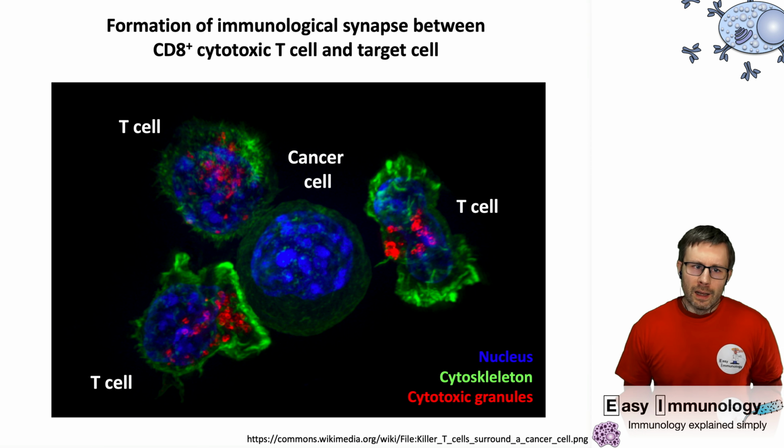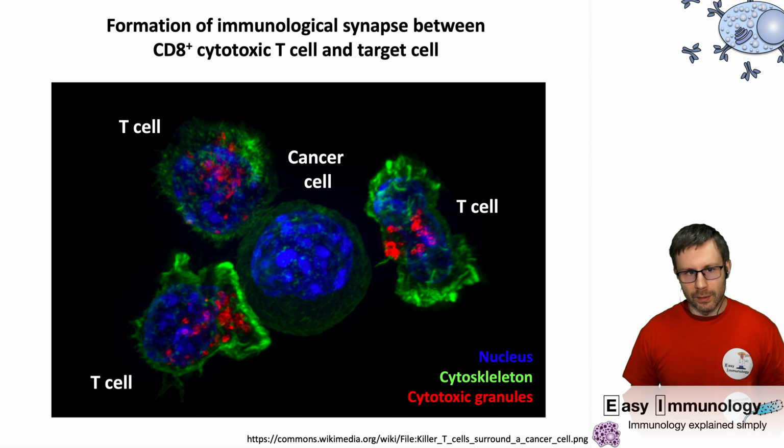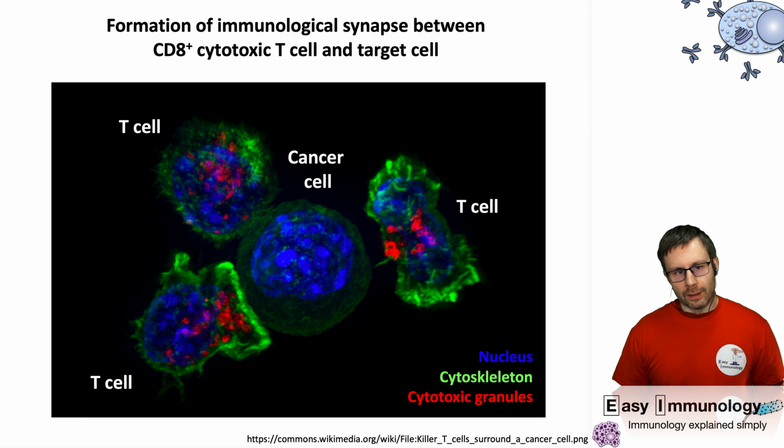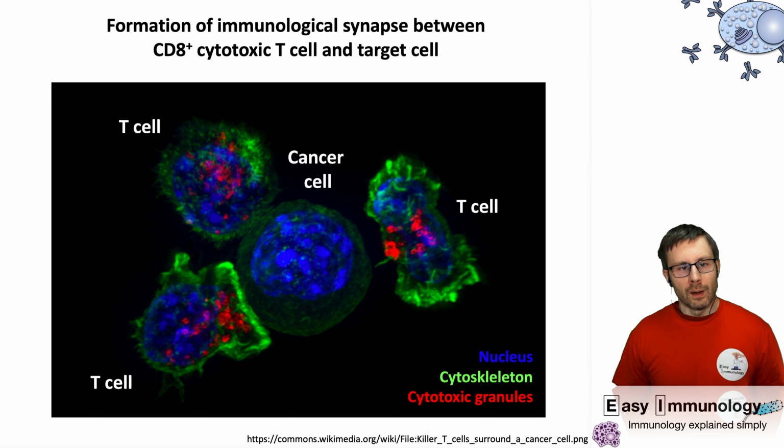Here I looked a long time in the internet to find a nice copyright-free picture. Here we have a cancer cell in the middle, and we have 3 T cells around it. And what was stained here is in blue is the nucleus, so the genetic material which is in the nucleus, and in green we have the cytoskeleton. So this is just like kind of like the bones or the muscle of the cell, the proteins they use to keep their shape and to migrate around.